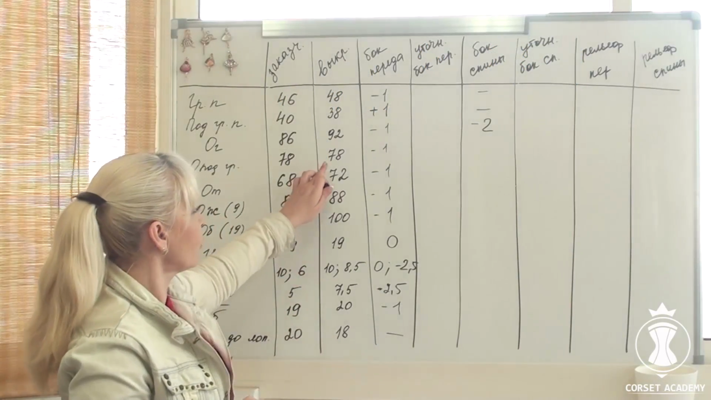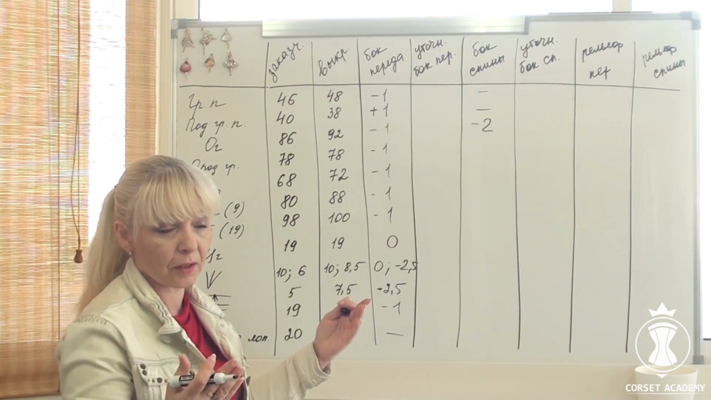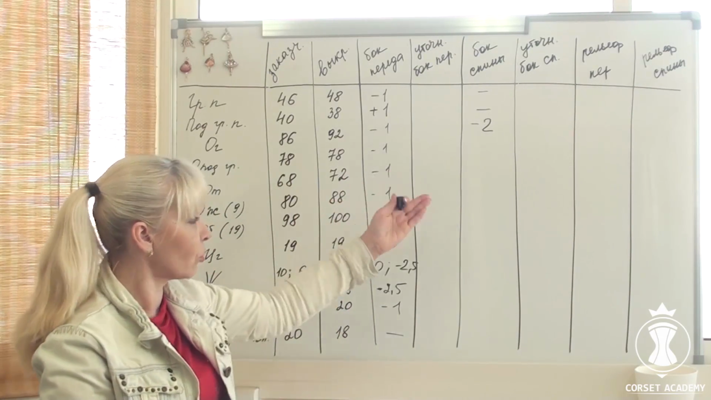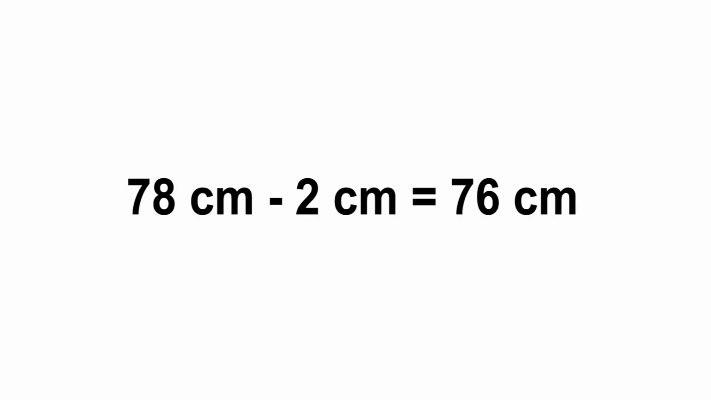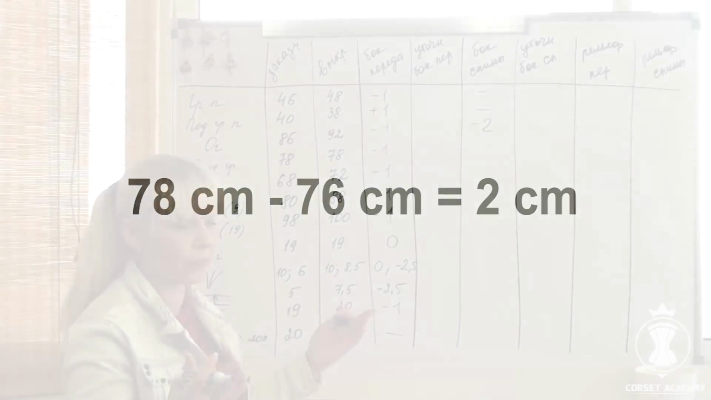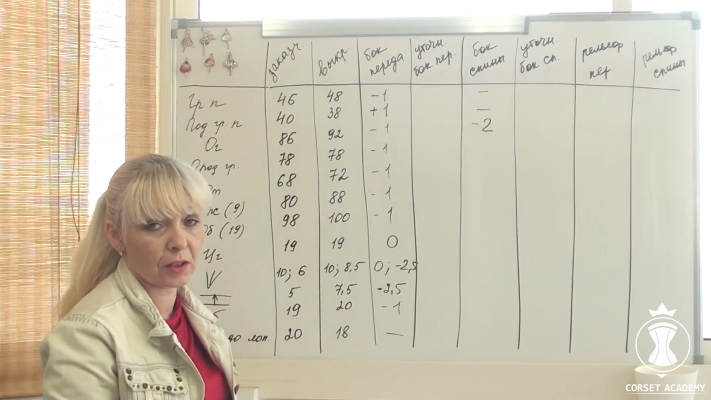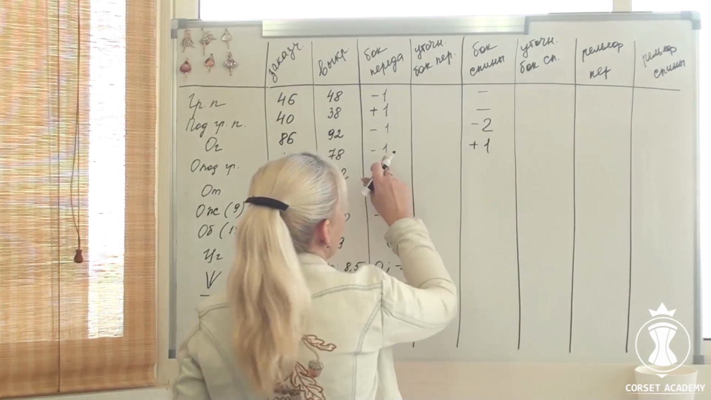Under bust circumference is 78 centimeters on the client and 78 centimeters on the pattern. But I have already adjusted the pattern down by 1 centimeter from either side, i.e. a total of 2 centimeters. 78 centimeters minus 2 centimeters equals 76 centimeters. 78 centimeters minus 76 centimeters equals 2 centimeters. Again, I divide it in half. As the result, I need to widen the pattern by 1 centimeter from either side. I write 1 centimeter in the table.